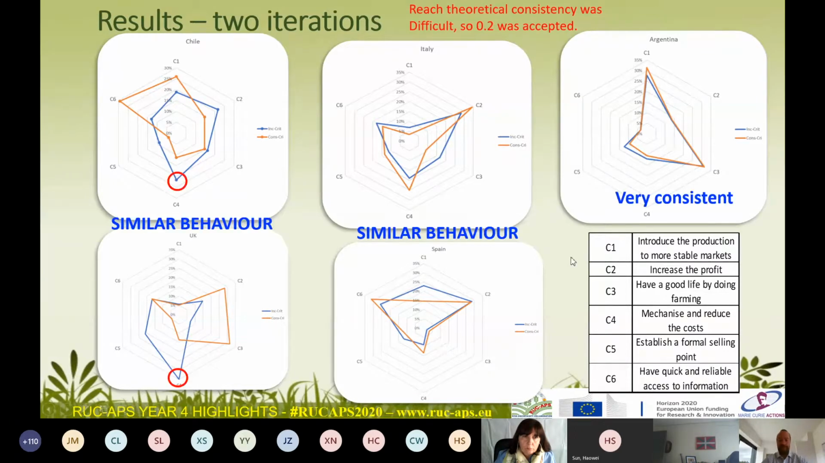So we can see that there are similar behaviors in some cases, especially in Chile and the UK, similar behavior between Italy and Spain, and Argentina becomes very consistent.